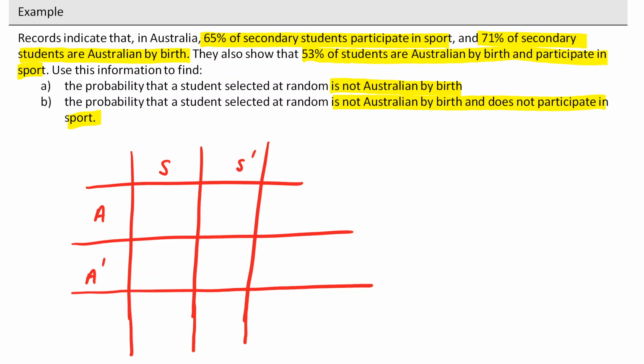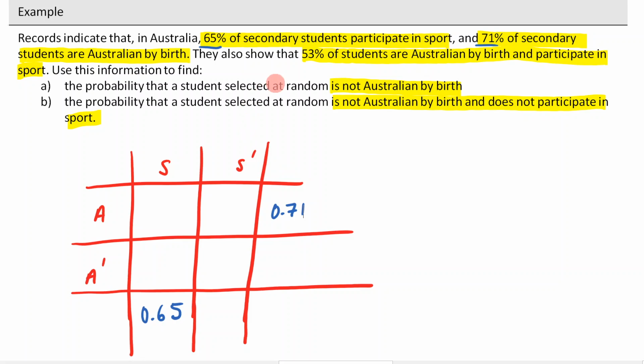Okay, so 65% of secondary students participate in sport. So that means the total of my sport column will be 0.65, and 71% of secondary students are Australian by birth. So Australians, 0.71 there. So I'm just changing those percentages into decimals. And the reason why I'm doing that is because I want everything to add up to 1. Instead of 100%, we'd like to deal with 1. But you could do 100% if you wanted. It would just be not something we tend to do.